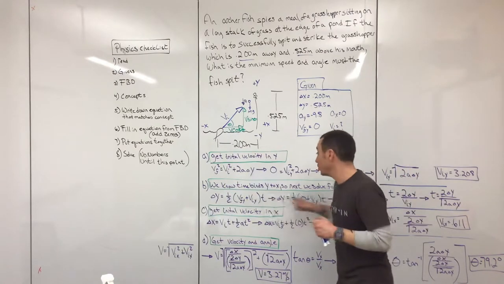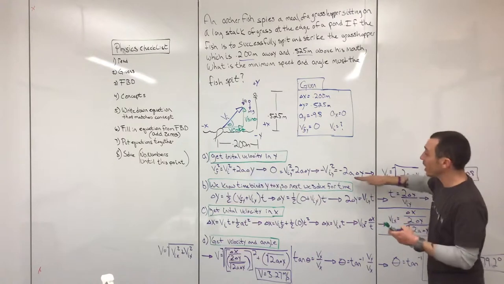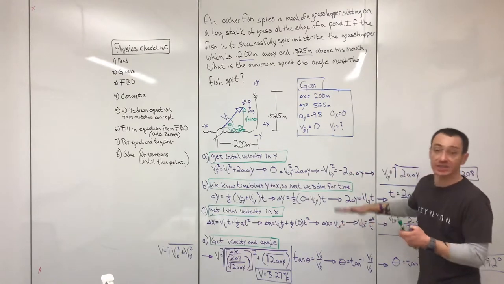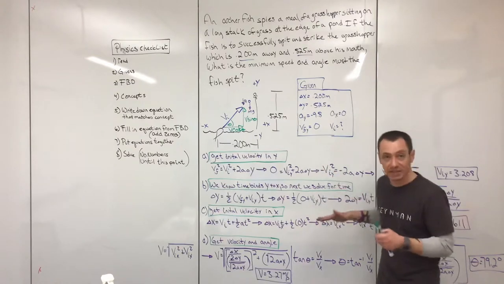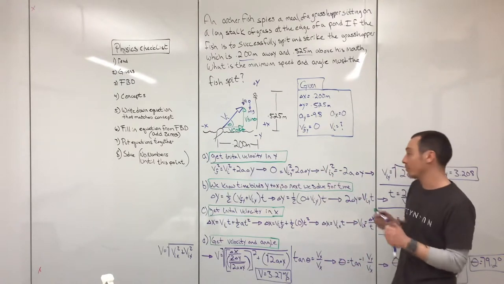So again, why did we do this? How did we know that the next step was to solve for t? It was because we need to bind our y velocity to our x. The only way to bind the y velocity to the x is through time, right? That's the only way to do that. Time will be the same for both.